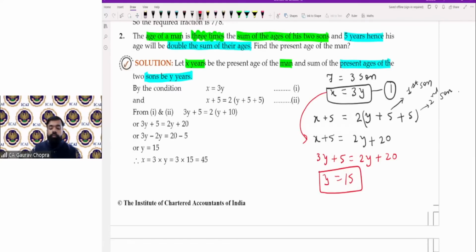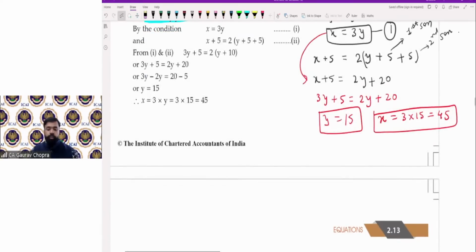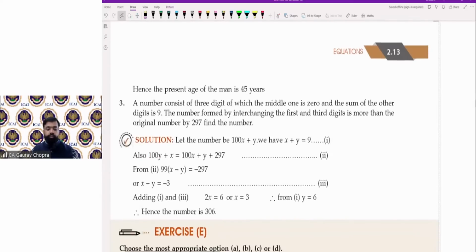Y का value आ गया 15. Then what will be the value of x? 3 into 15, that is 45. So the present age of the man is 45 years. So Om Gupta and Yogesh Kumar has also done. Answer is 45. That's great. So this was example number 2.